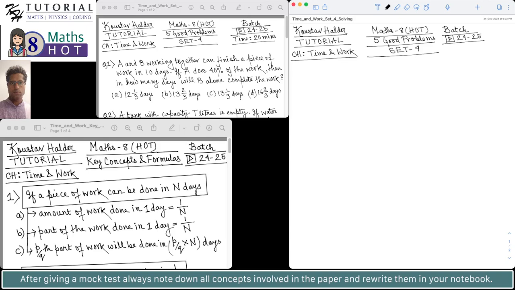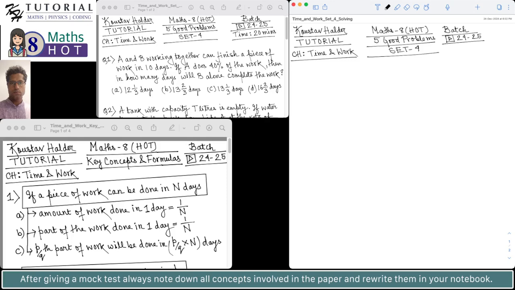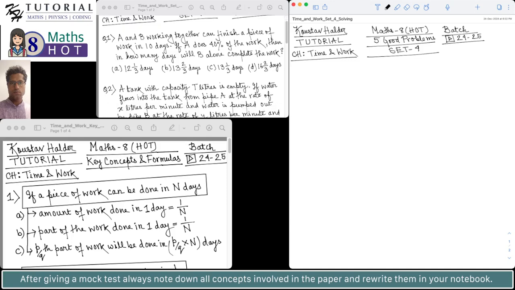The first problem says, A and B working together can finish a piece of work in 10 days. If A does 40% of the work, then in how many days will B alone complete the work? If A does 40% of the work, it means 40% of the total work. Now, total work is always 1.